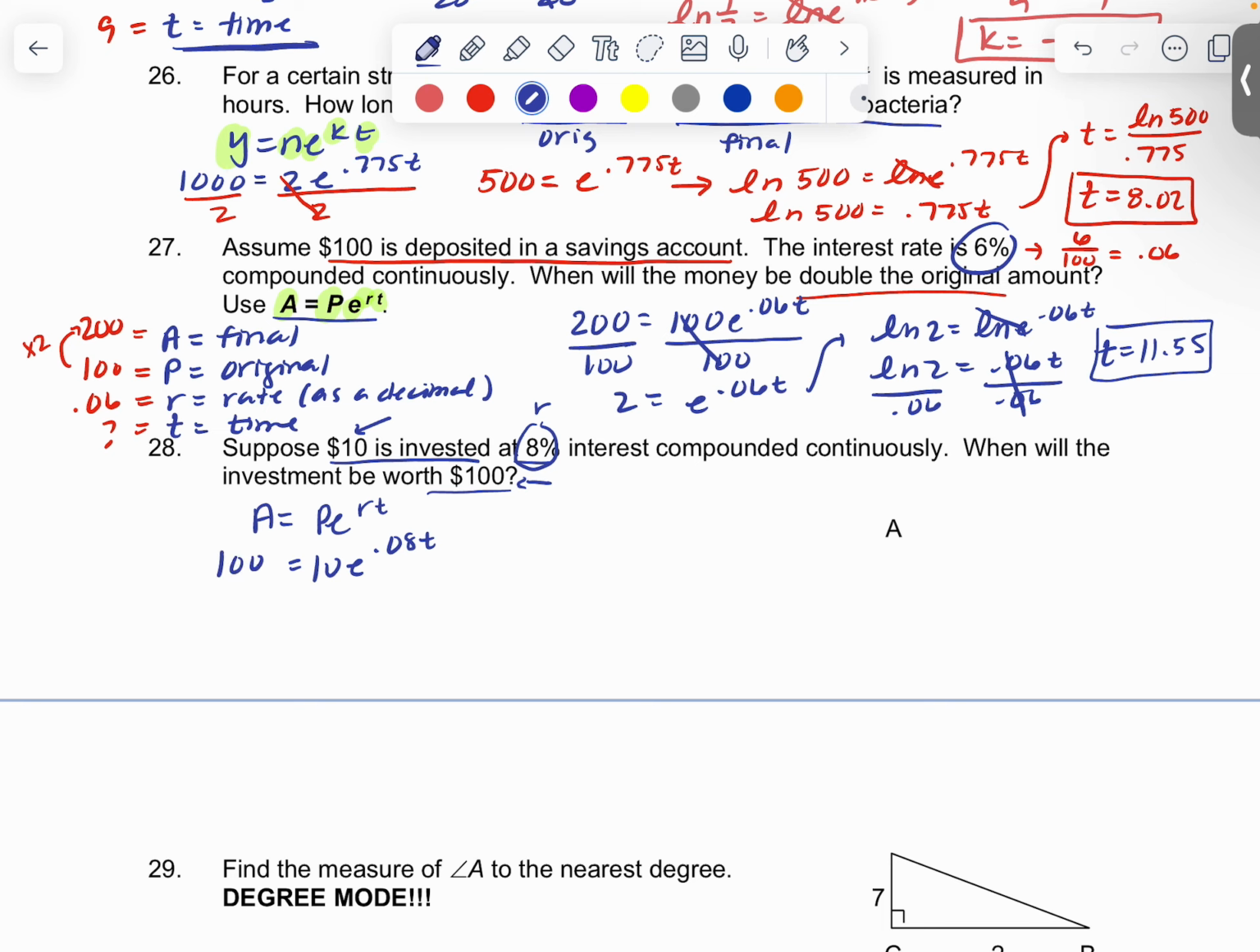Okay, so again, how do we solve this? We divide by 10. These cancel, so 100 divided by 10 is 10 equals E to the 0.08t. To get rid of the E, we're going to ln both sides. So ln of 10 is ln of E to the 0.08t.